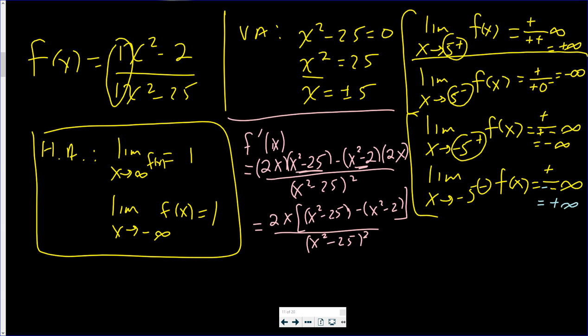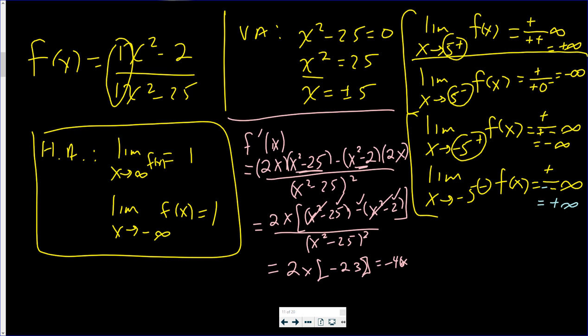Well, x squared minus x squared cancels to 0. And negative 25 minus a negative 2 is negative 23. So the derivative is negative 46x. Oh, okay, I knew that didn't sound right. Quotient rules don't work out that nicely. Over the bottom squared, x squared minus 25 squared. So yeah, we get negative 46x in the numerator, but we get this mess in the denominator.